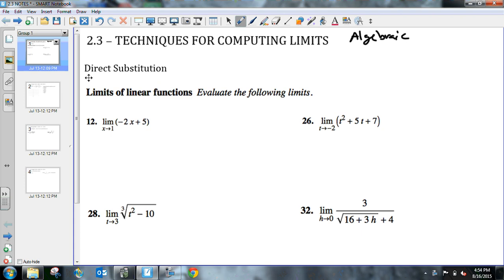But the first method that we want to talk about is direct substitution. This is what you do first. Okay, given a question like this, you plug in the x value into the function and see what you get. Okay, and so let's go ahead and do that.